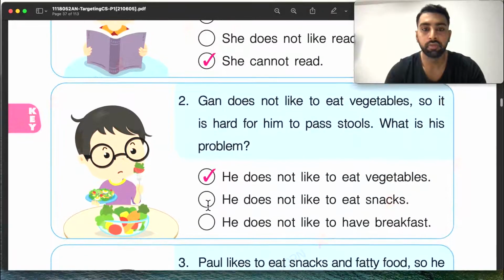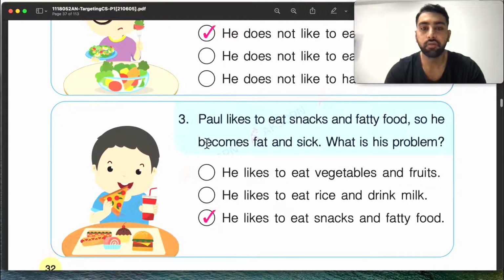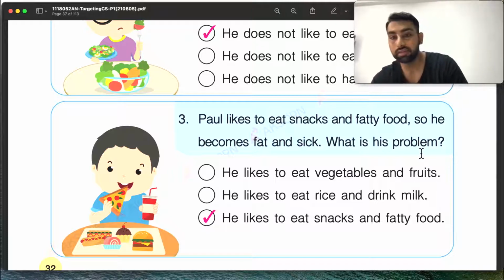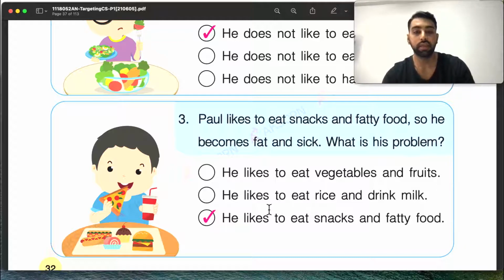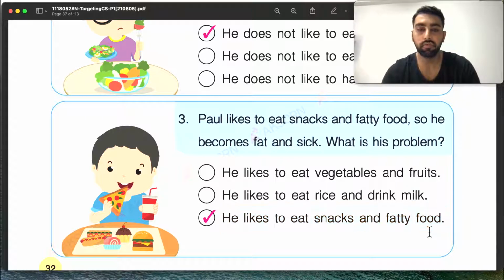Alright, okay. And number three, we have Paul likes to eat snacks and fatty food, so he becomes fat and sick. What is his problem? He likes to eat junk food or fatty food, snacks and fatty food. Does he like to eat vegetables? No. Does he like to eat rice and drink milk? No. The problem is he likes to eat snacks and fatty food. Alright, so that is the problem with him.